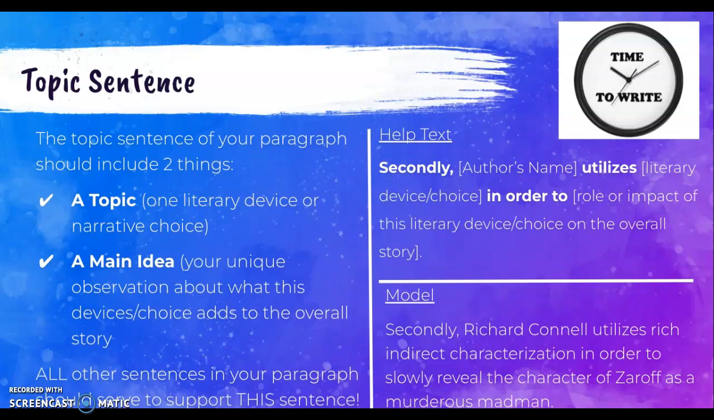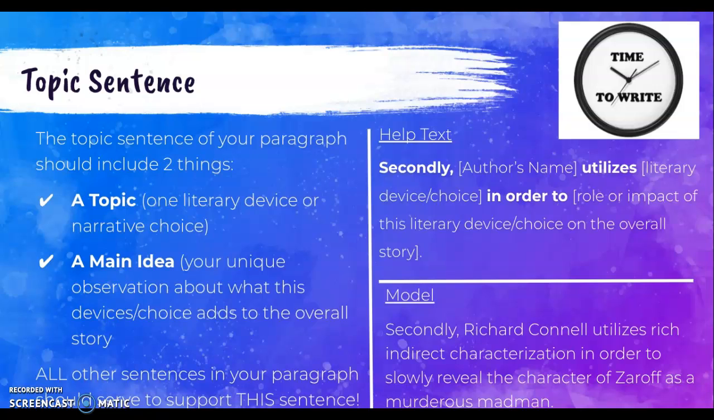A topic sentence is, of course, a topic, which is going to be a second literary device or narrative choice that you've identified from your story, plus a main idea, which is your unique observation about what that device or that choice adds to your overall story. Do make sure that this second device that you are identifying is really different from your first one, right? And that it has a significant impact on your story overall, that it's not just somewhat present, but it really makes a big impact on that story.